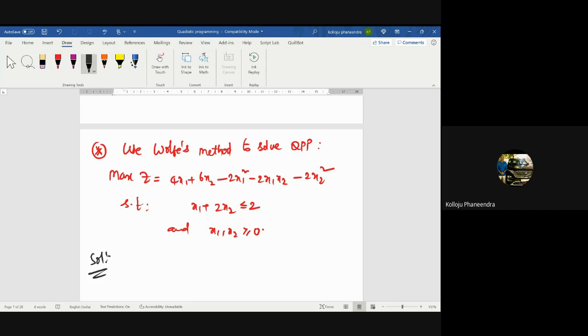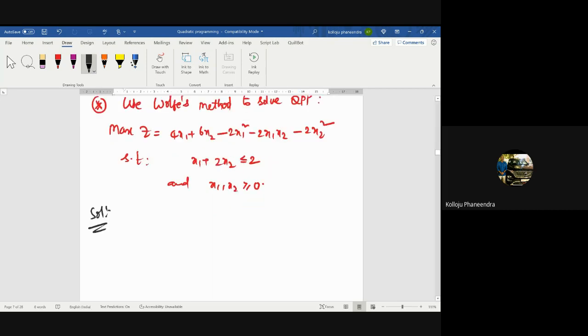Now, first, I have to write the KT conditions first. Okay. The objective function is what I'm writing here. Objective function f of x1, x2 is 4x1 plus 6x2 minus 2x1 square, minus 2x1 x2, minus 2x2 square. So this is the quadratic structure, and this is the linear structure. Cx is here and x transpose Dx is here. Okay, right?